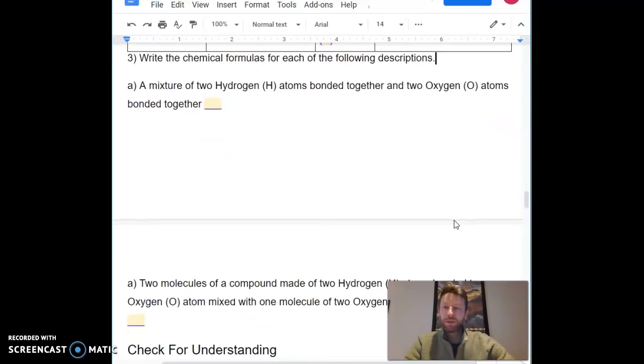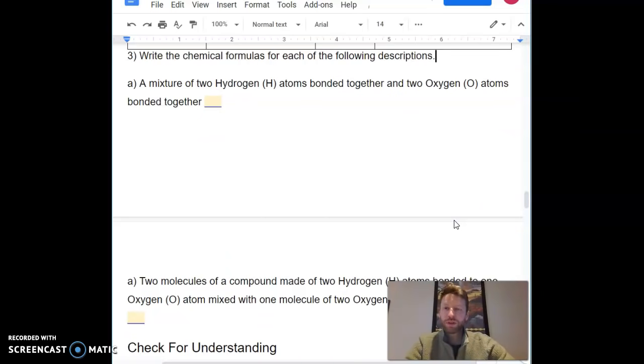All right, moving on to question number 3. Write the chemical formulas for each of the following descriptions. A mixture, okay, that's a clue, of 2 hydrogen atoms bonded together and 2 oxygen atoms bonded together. Okay, so we have a mixture. So we know there's going to be a plus symbol somewhere in here.